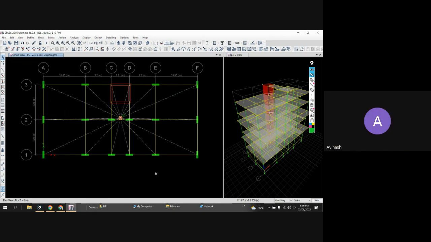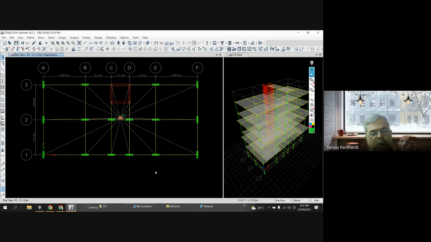If you are not sure whether the ground will move as a rigid body or not, and you want the ground movement to be rigid, you can apply it. And even if you don't apply, the ground will move as a rigid body only.